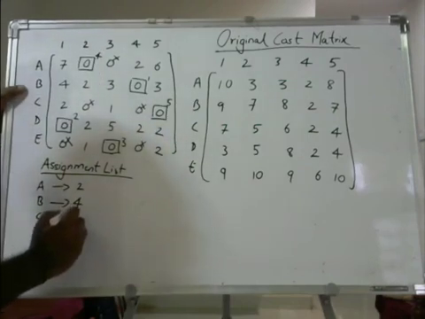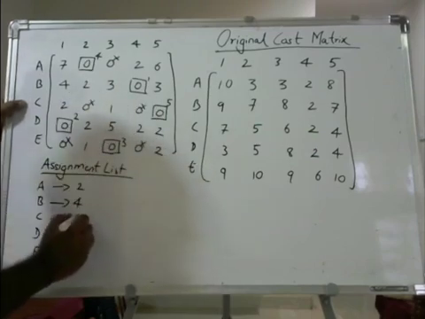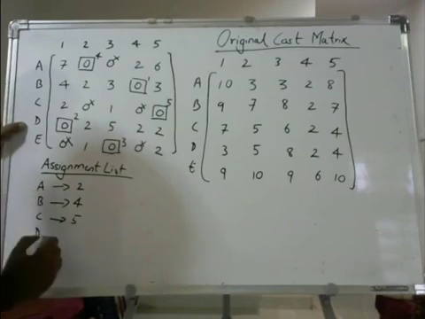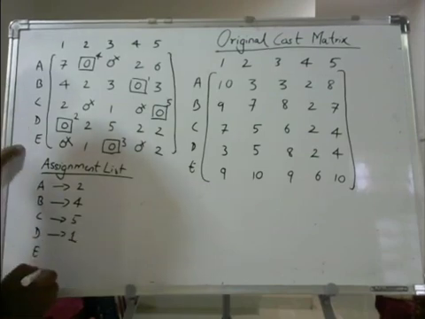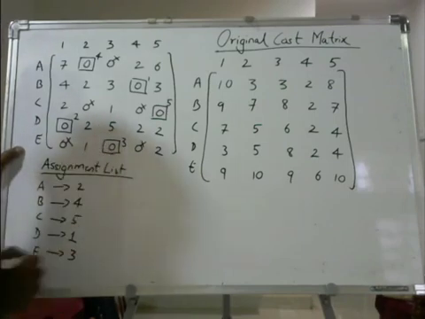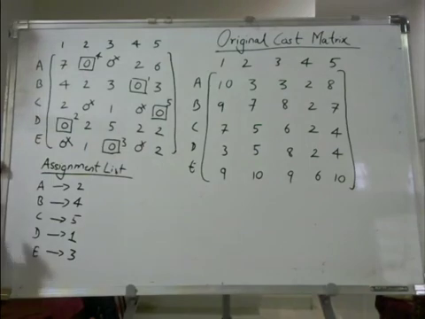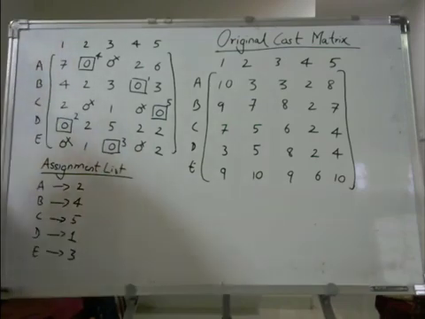C has been assigned the fifth job. D has been assigned the first job, and E has been assigned the third job. So in this way, you have assigned the jobs to different people. So the first part of the problem has been done.